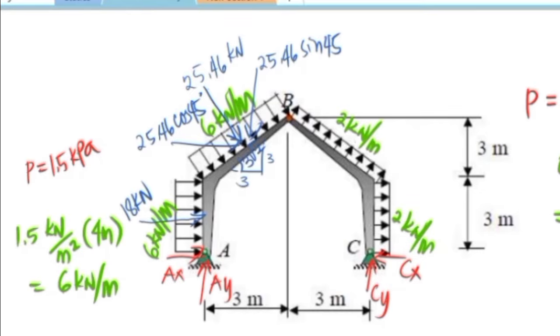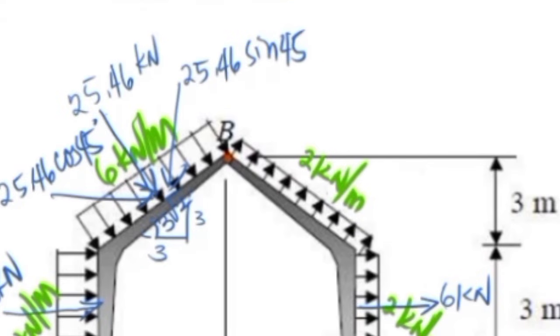So para naman dito kay member BC, we would have here the resultant of 2 kilonewton per meter multiplied by the height of 3 meters, so that is 6 kilonewton. And for this, since sabi ko nga kanina, this length here is 3 square root of 2, so in computing for the area, it is just the magnitude of the load, 2 kilonewton per meter multiplied by 3 square root of 2, and that would give us 8.49 kilonewton.